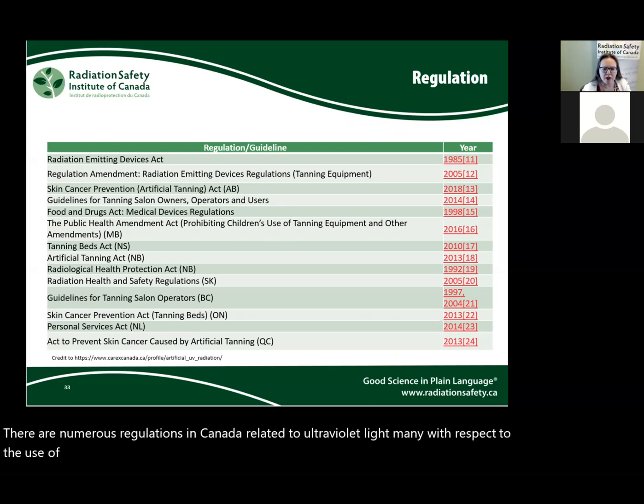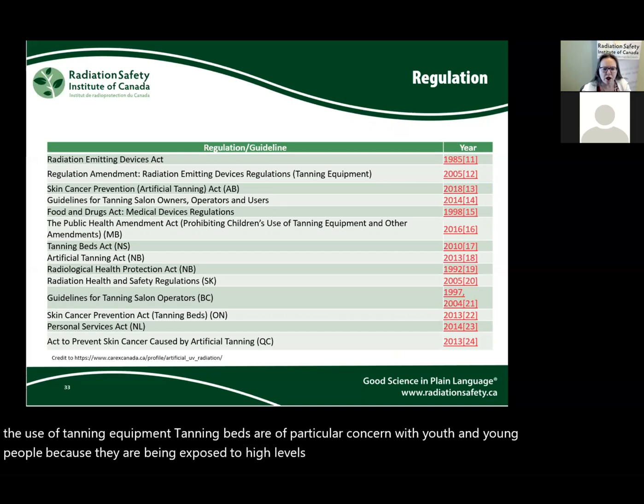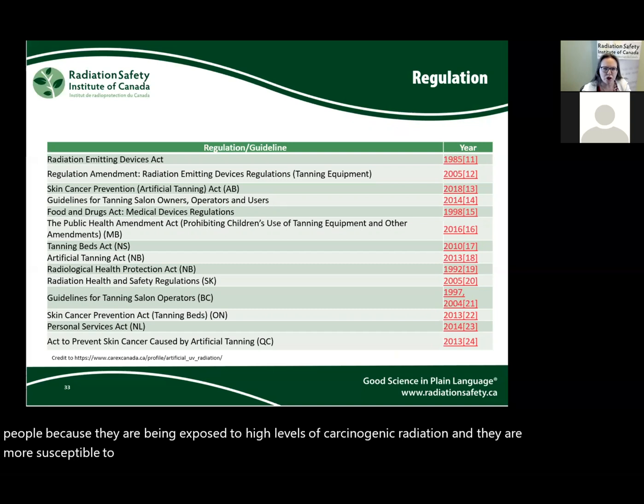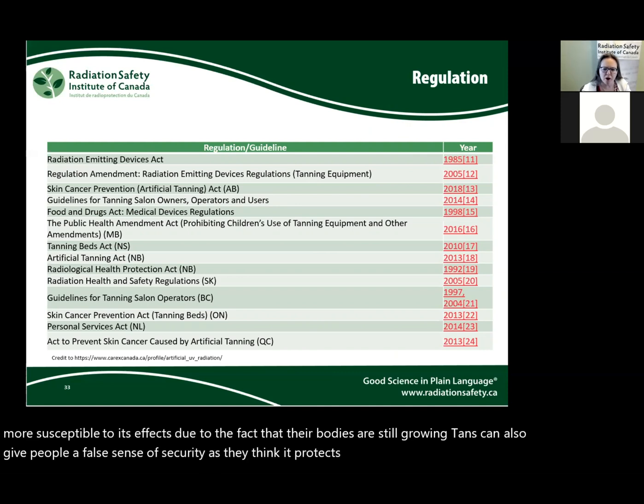Tanning beds are of particular concern with youth and young people because they are being exposed to high levels of carcinogenic radiation, and they are more susceptible to its effects due to the fact that their bodies are still growing. Tans can also give people a false sense of security as they think it protects them from UV, but it only gives a very low sun protection factor.